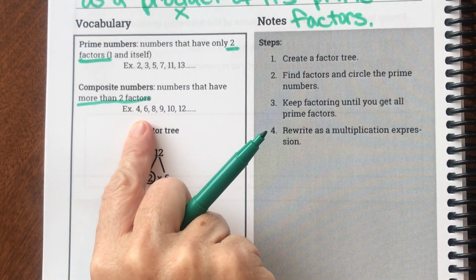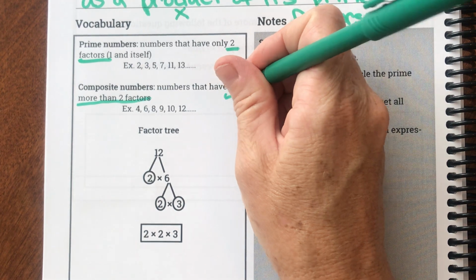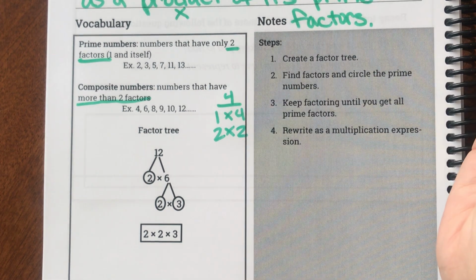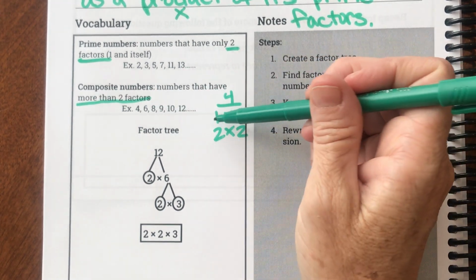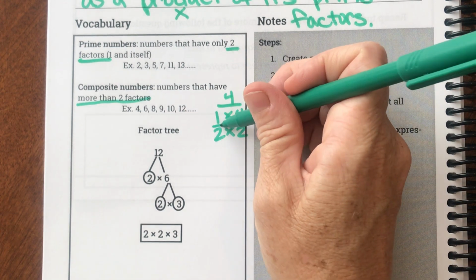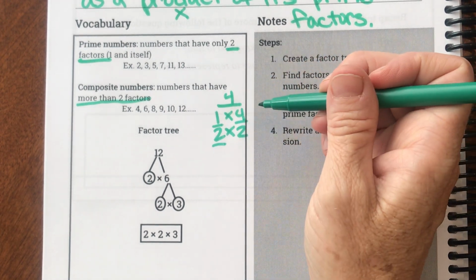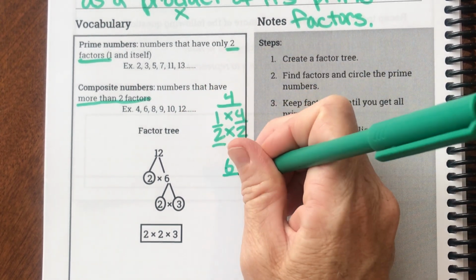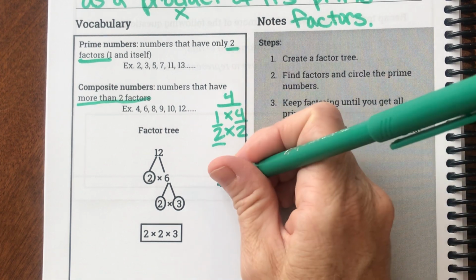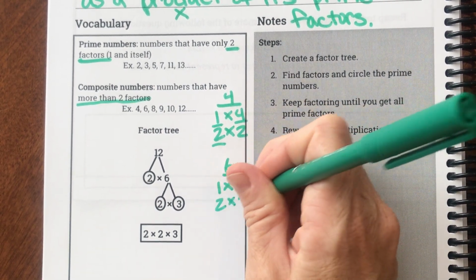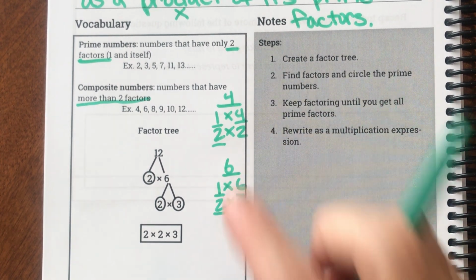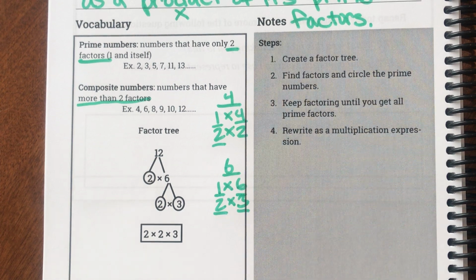So 4, how can we get to 4? We're going to put a little note here. We could say 1 times 4 and 2 times 2. So 4 actually has 3 factors: 1, 2, and 4. Let's look at 6. 6 is not prime because we could say 1 times 6 and 2 times 3. So 6 has 4 factors: 1, 2, 3, and 6. I think of factors as fitting perfectly in.